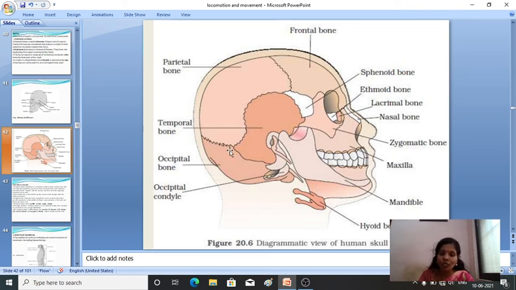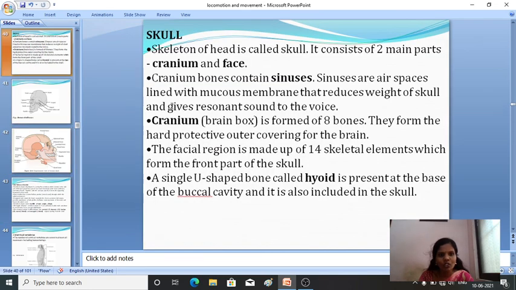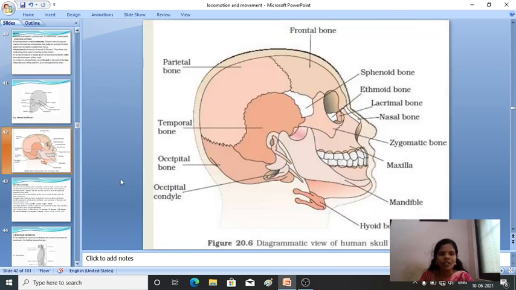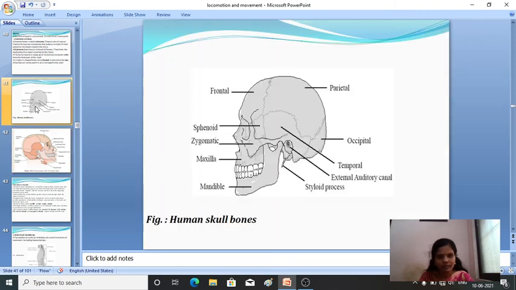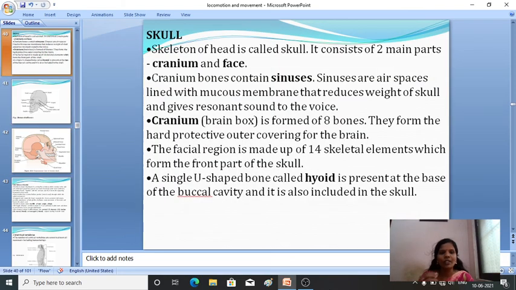The human skull mainly consists of 2 parts: one is the cranium and another is the facial bones. The cranium consists of 8 bones, and the face has 14 elements, and the single U-shaped bone is called the hyoid, which is present here. Hope the skull is clear to you.